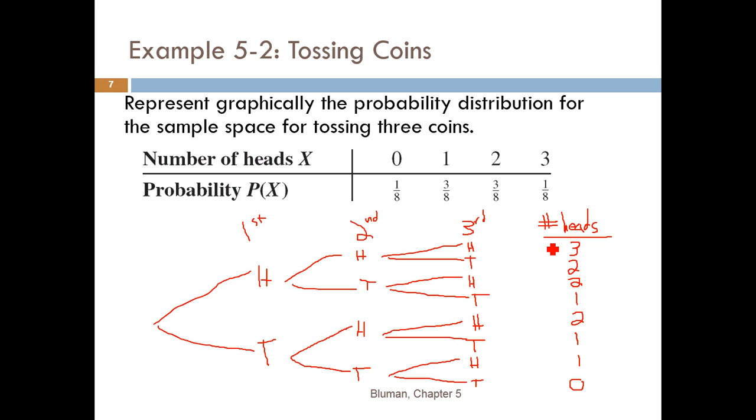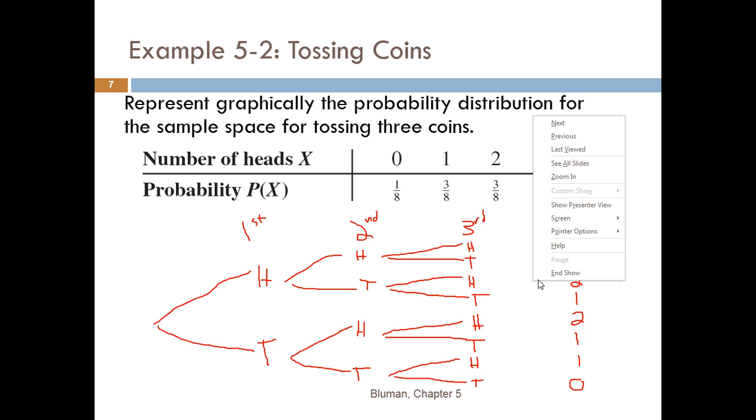There are 8 different possibilities. How many of them have 0? Only 1. How many of them have 1? 1, 2, 3. How many of them have 2? 1, 2, 3. How many of them have 3? Just this one. So that's where they got these probabilities.